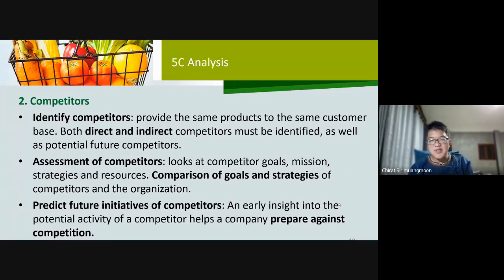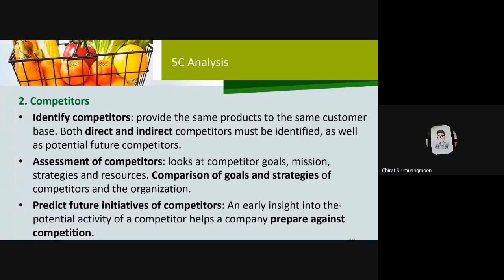Then, assessment of the competitors. You need to know the goals of your competitors, the mission, strategy, and resources that your competitor has. It's like you go to war and you need to read what they have right now. Do they have the ship? Do they have the bomb? Do they have the gun? Then how do you fight with them?